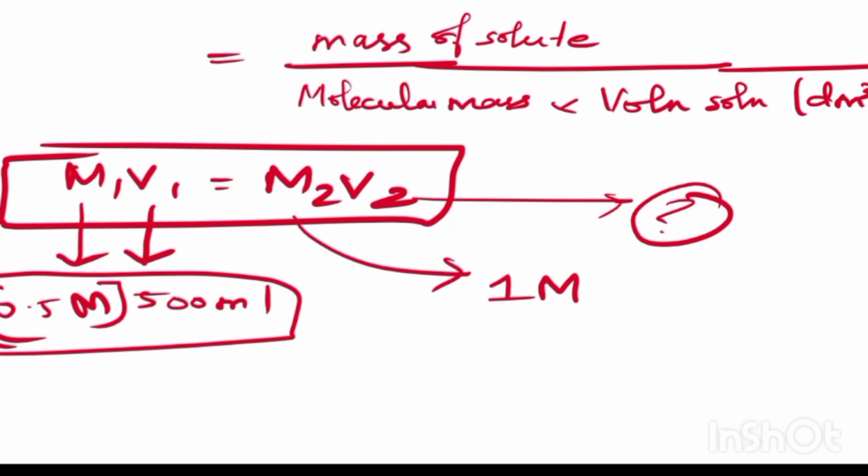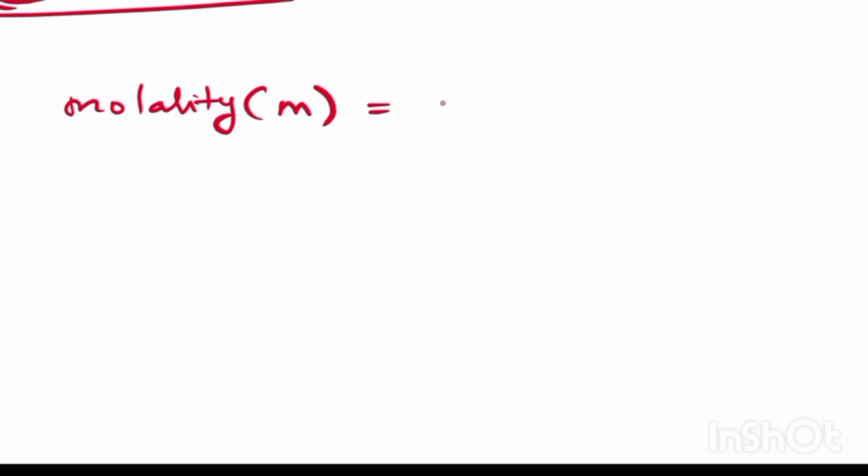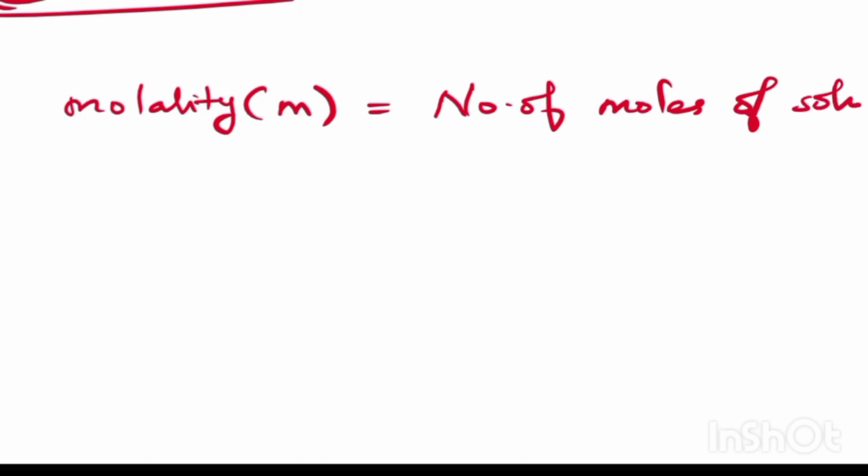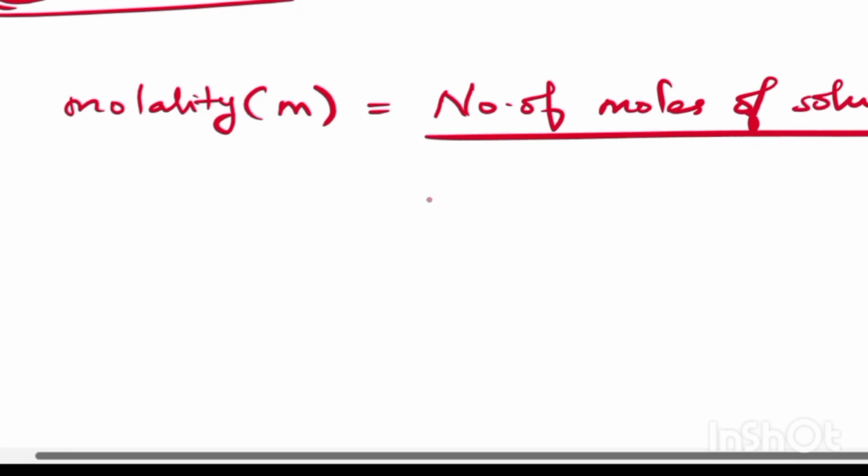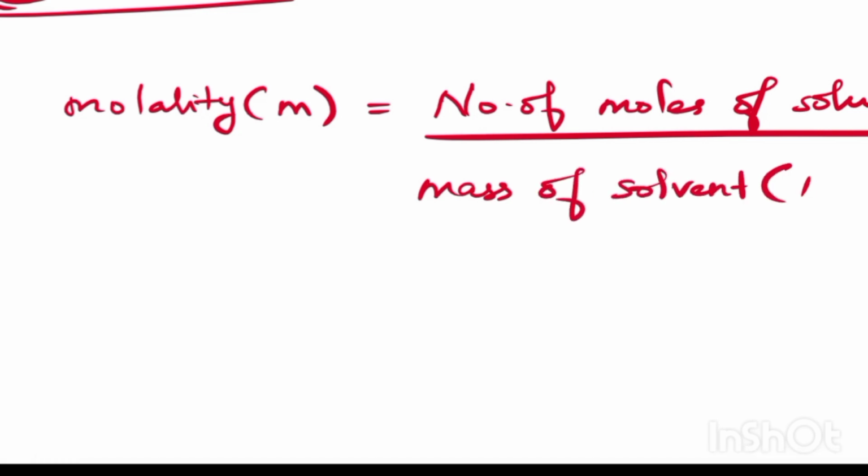So next, moving on to the molality. So how will you express molality? Molality is actually expressed in small m. Okay, what is the value of molality? It's number of moles of solute divided by mass of solvent in kilogram.